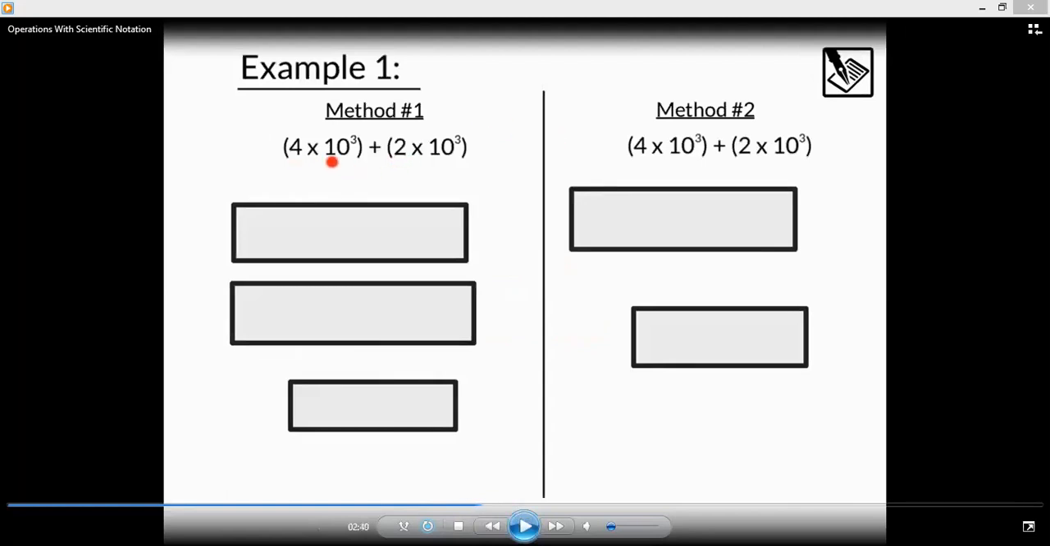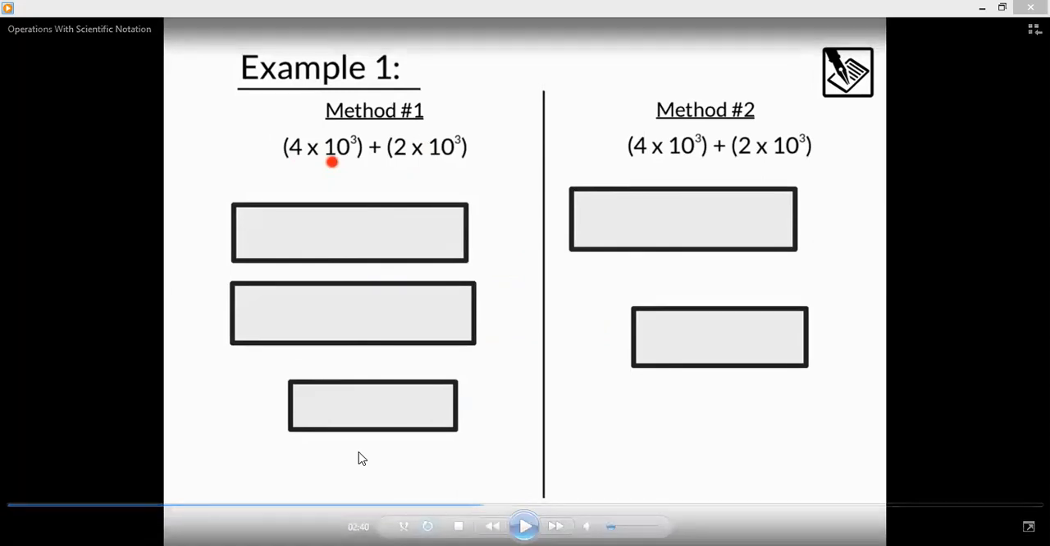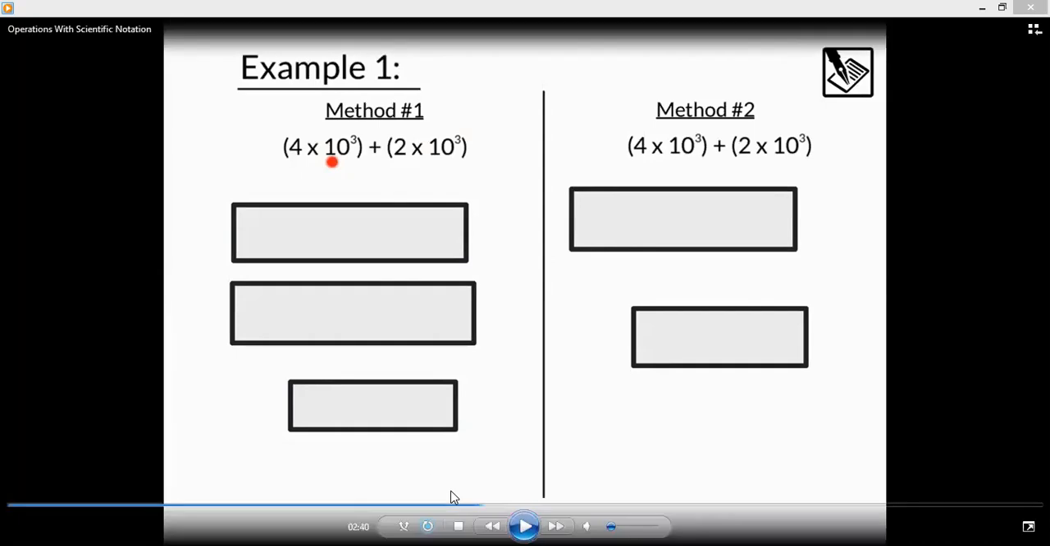I want to solve this question by two different methods. First, note that here you have a plus. We have the same question, but I'm going to solve it with you using two different methods. The first method is expand, as I said. We will expand to write it in standard form, then we will add, then we will rewrite it in scientific notation.